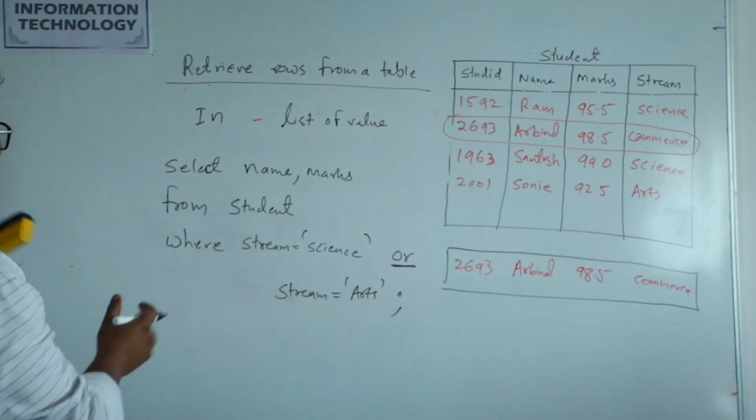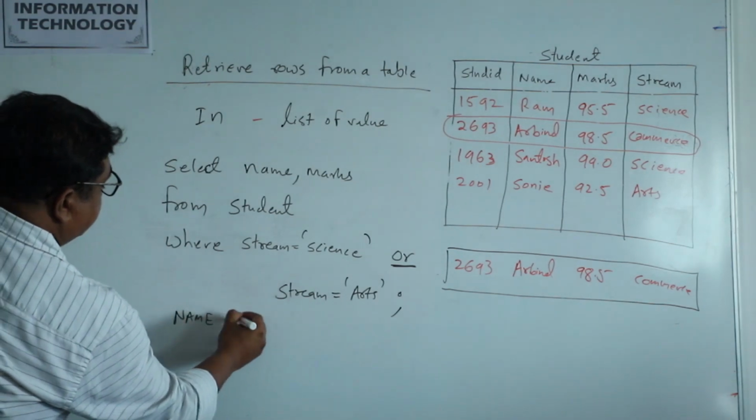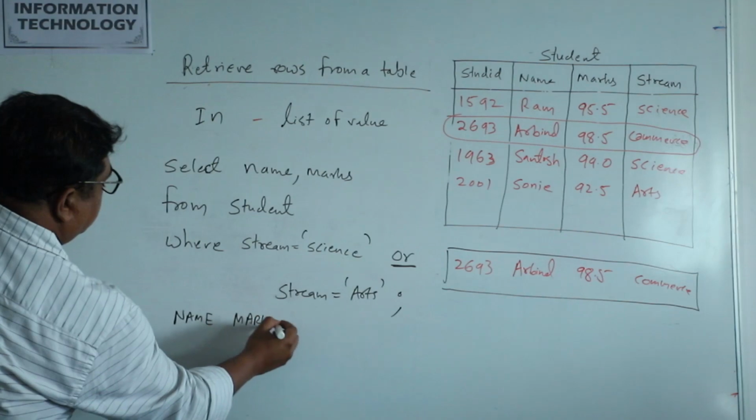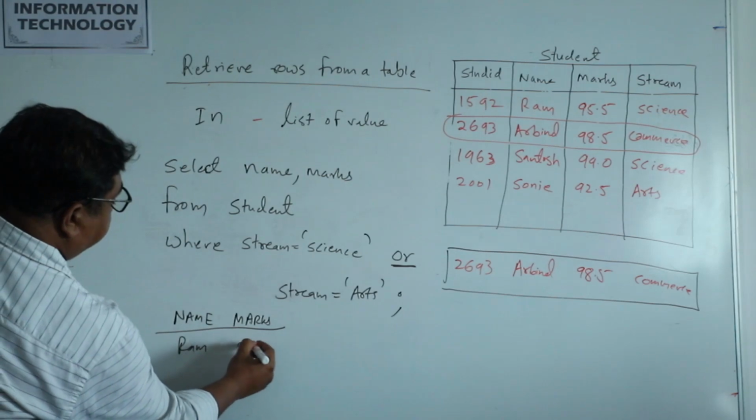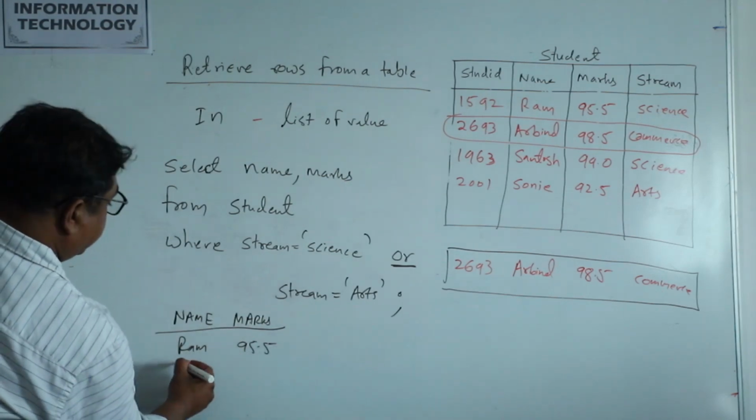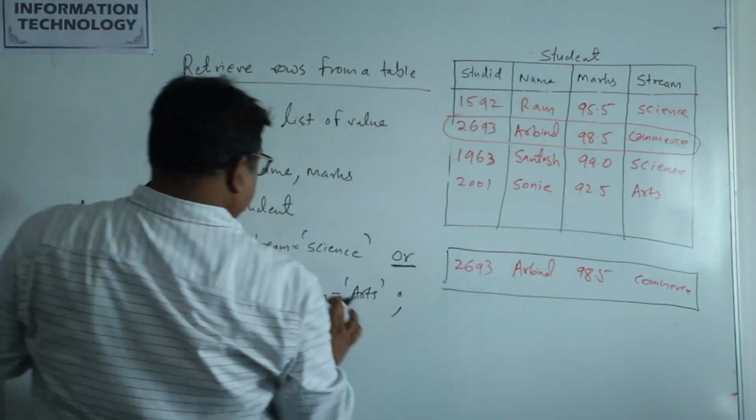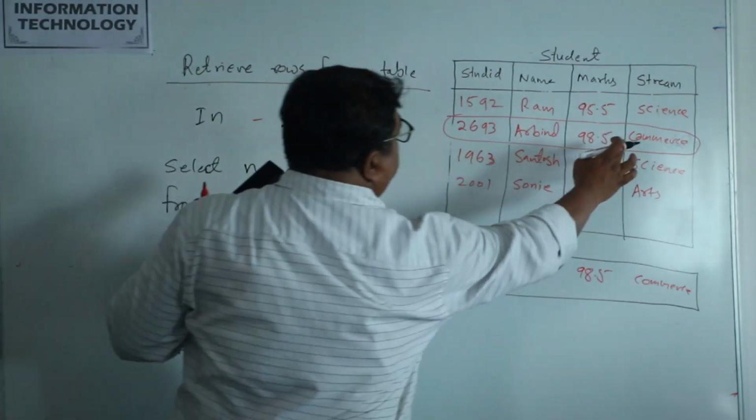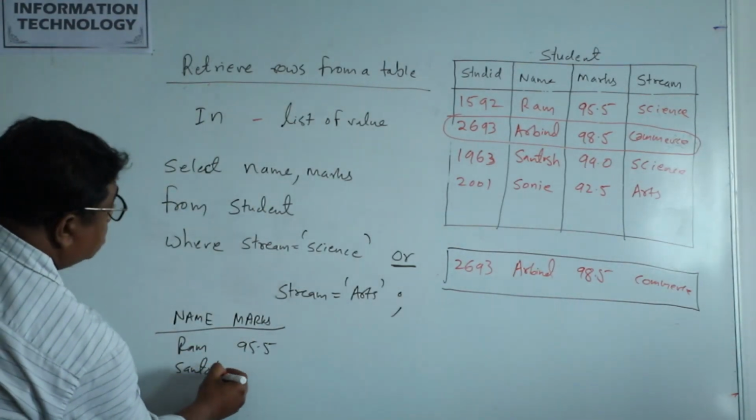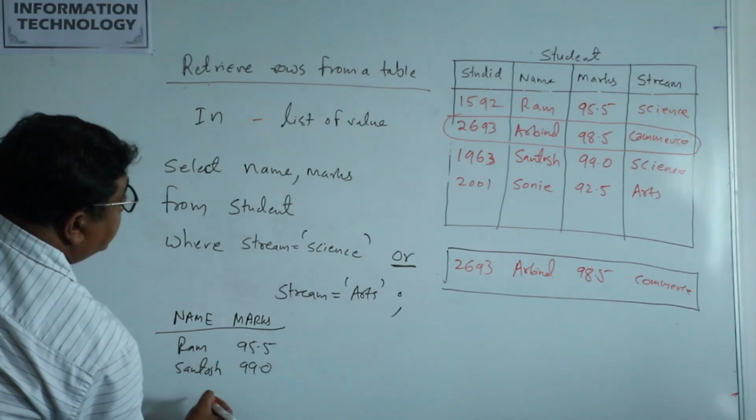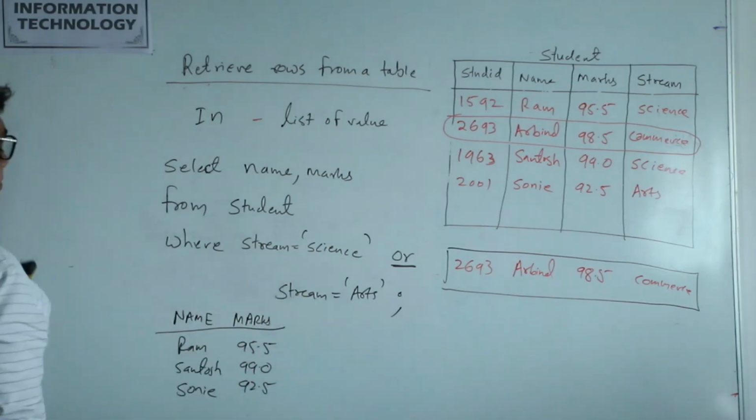So what will it display? The output will display the headings name and marks, and it will display only science students. And what are they? Ram, 95.5. And Arvind? No, it will not show the details of Arvind. Why? Because it is neither science nor arts. It is commerce, so the condition becomes false. Then it will show Santosh, 99.0, and Sony, that is 92.5.